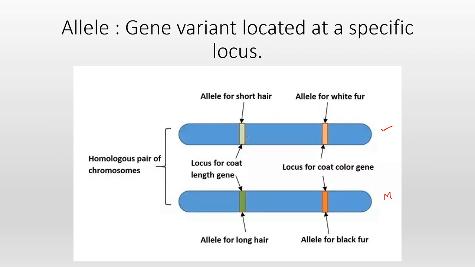Here you can see the loci. This is a locus for the coat color in a particular organism. Here you have one allele and here you have another allele. They are located on two different physical chromosomes, and these alleles are present at the exact same locus, that is, the same physical position on the chromosome.